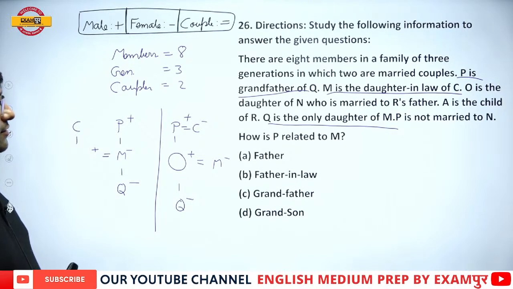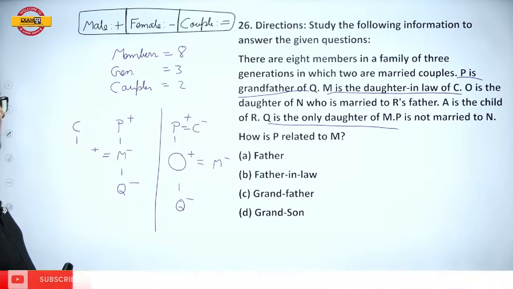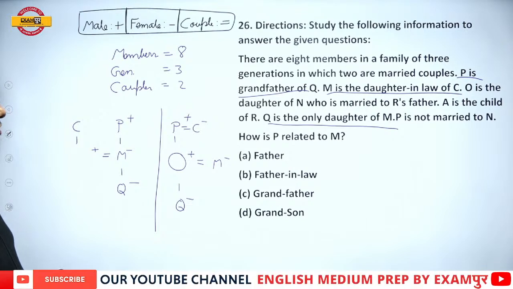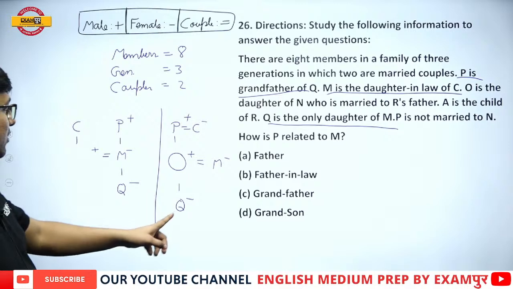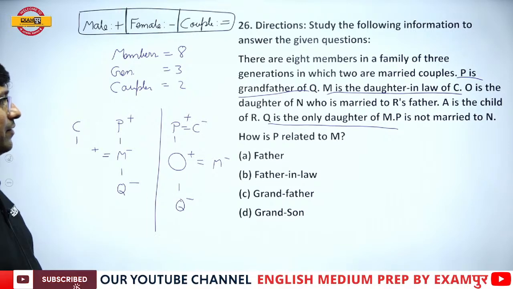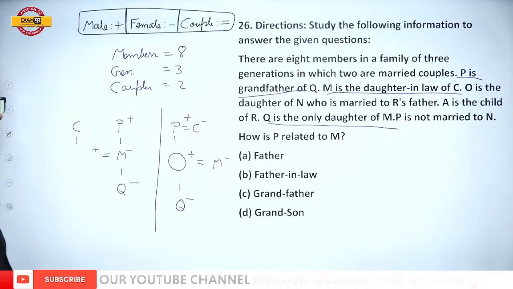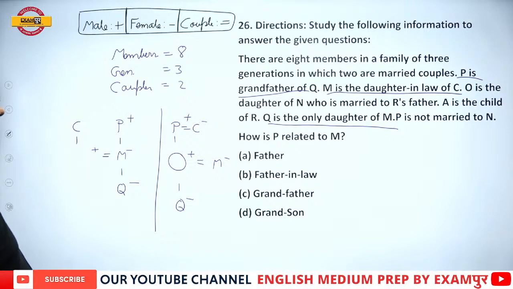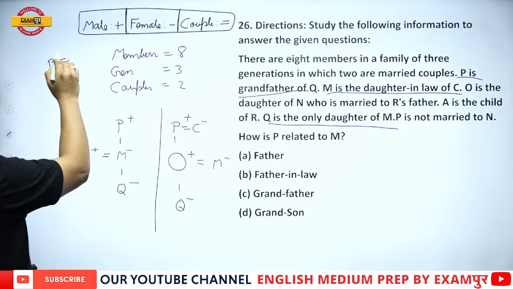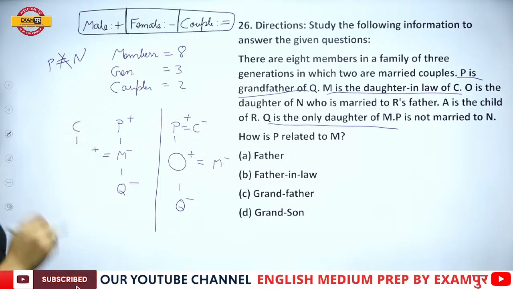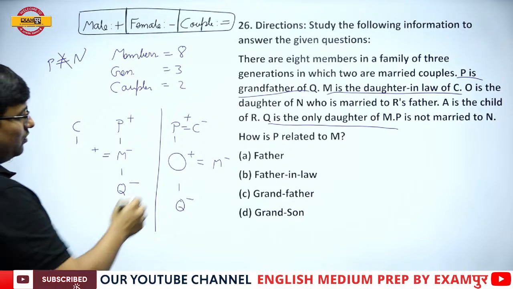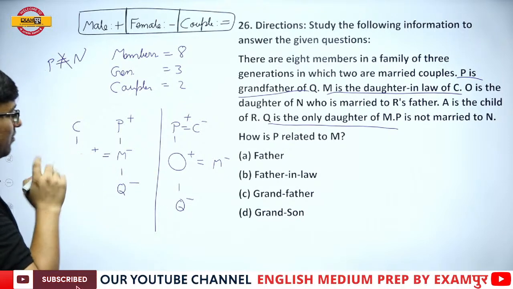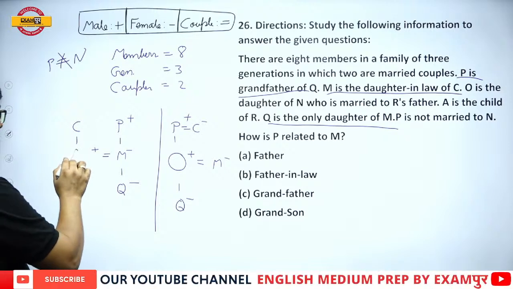Now, the next thing. A is the child of R, okay? Now, Q is the only daughter of M. Fine. And P is not married to N. Fine. P cannot be married to N. Okay. Next thing, O is the daughter of N who is married to R's father. O is the daughter of N.